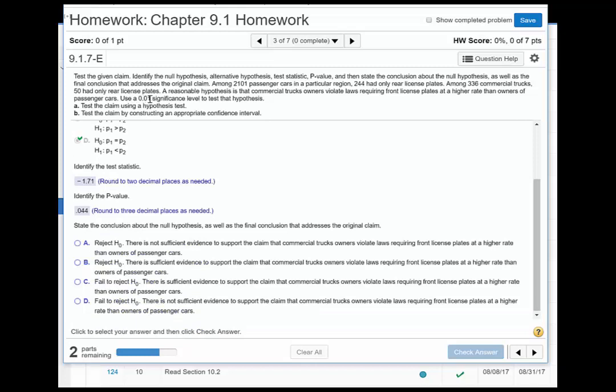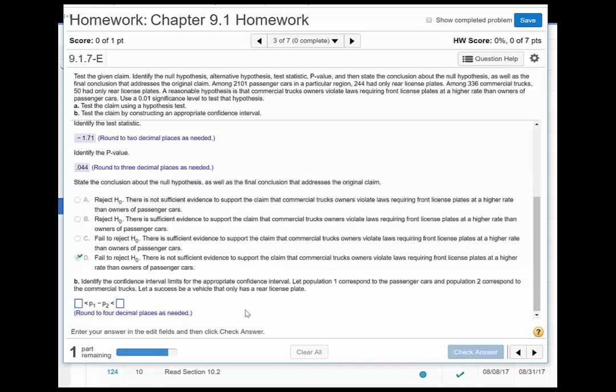We were to use a 0.01 significance level, and our p-value turned out to be 0.044. When the p-value is greater than alpha, we do not reject the null hypothesis. So there is not sufficient evidence to support the claim that commercial truck owners violate laws requiring front license plates at a higher rate than owners of passenger cars. So our selection should be D.